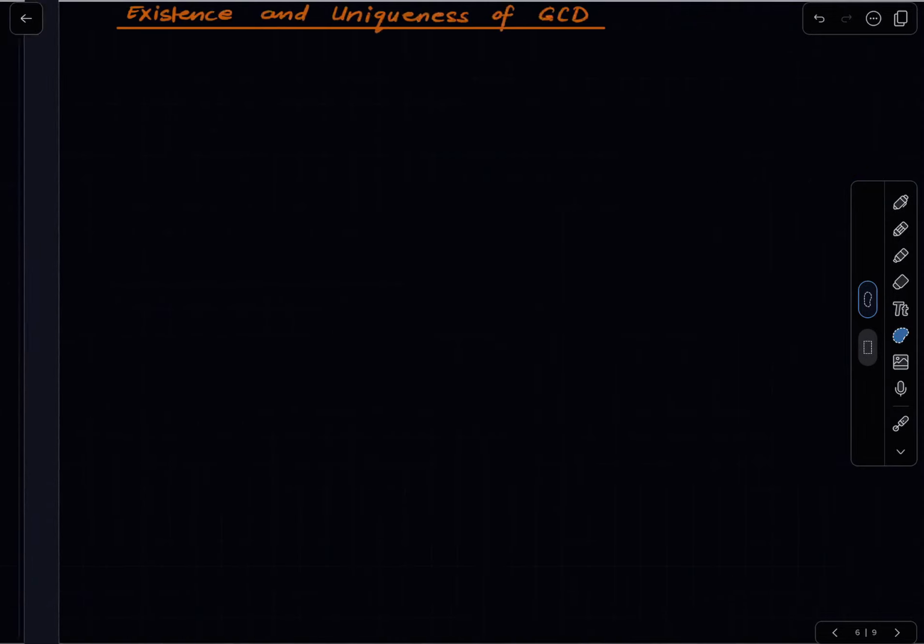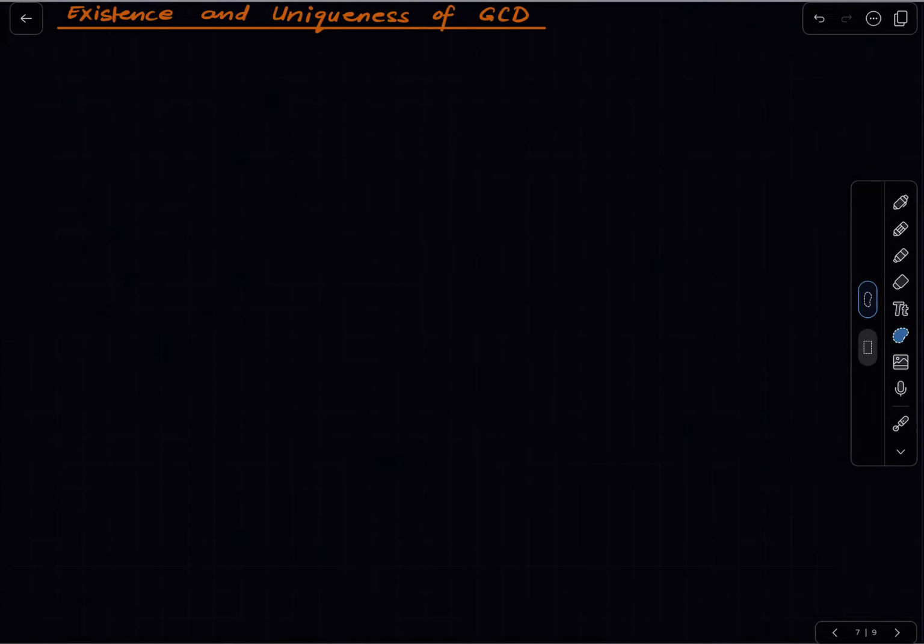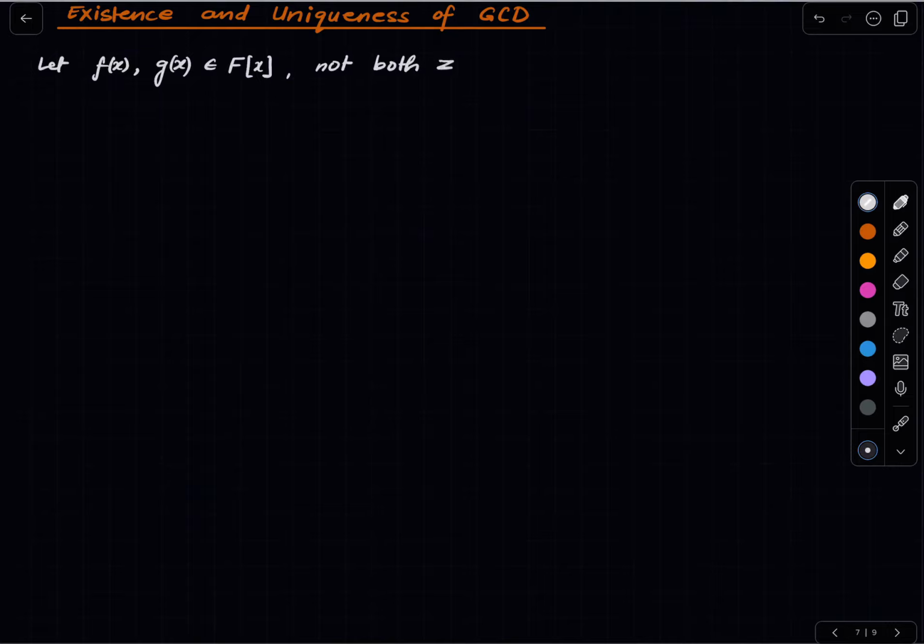Fine. So now we want to show that the greatest common divisor exists and is unique. So here is, let me not write the statement. The statement is the existence and uniqueness of GCD. So fix two polynomials, fx and gx. Let fx and gx be two polynomials over a field F, and not both of them are 0. First, let us prove the existence of GCD.